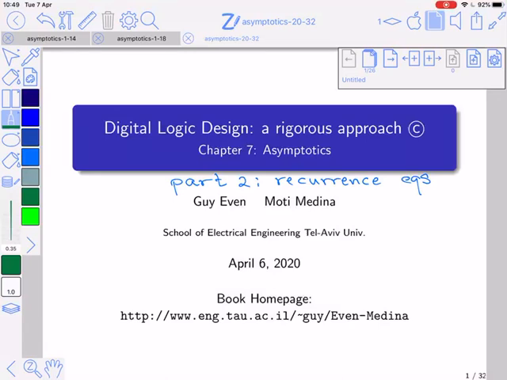Welcome to part 2 of chapter 7 on asymptotics. In this part, we focus on recurrence equations and their solution.